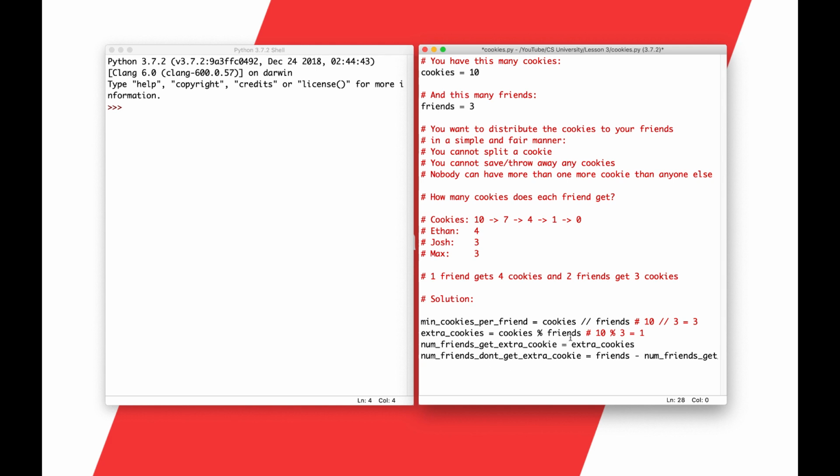So the last question is, how many cookies do each of these people get? Well, if the person doesn't get an extra cookie, they get the minimum number of cookies, which we already calculated. If they do get an extra cookie, we already said that they only get 1 extra cookie, so they get the minimum plus 1. And so now we have all of the information that we need in order to solve the problem. We know how many people get extra cookies, and we know how many cookies they get. We know how many people don't get extra cookies, and we know how many cookies they get as well.